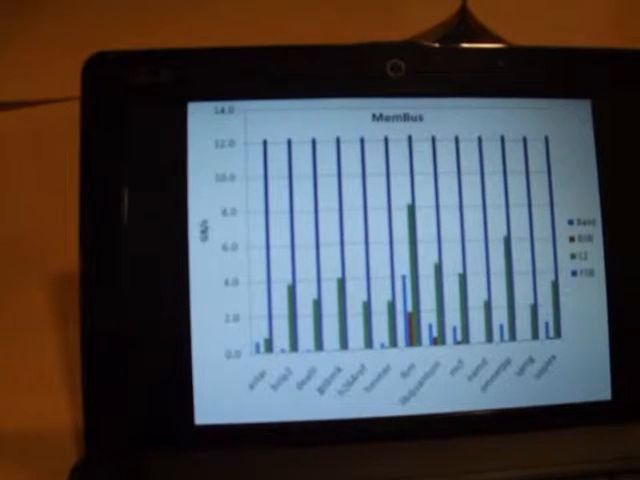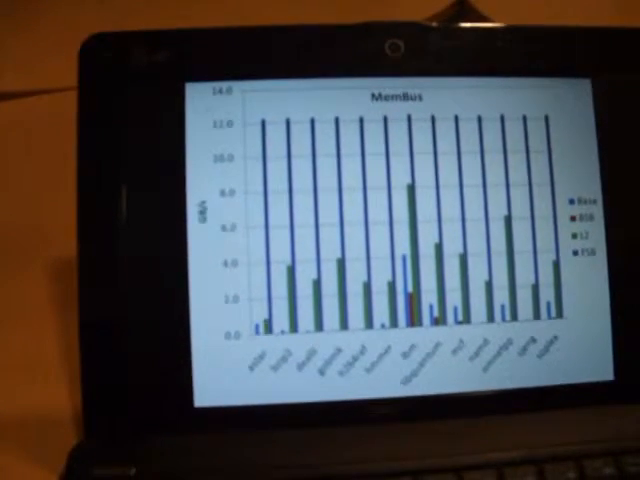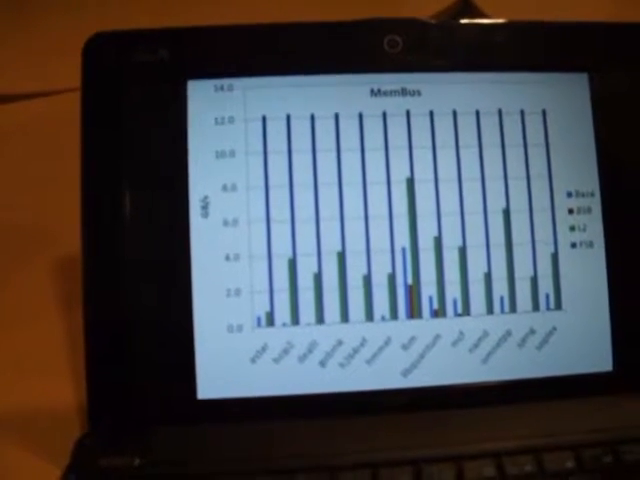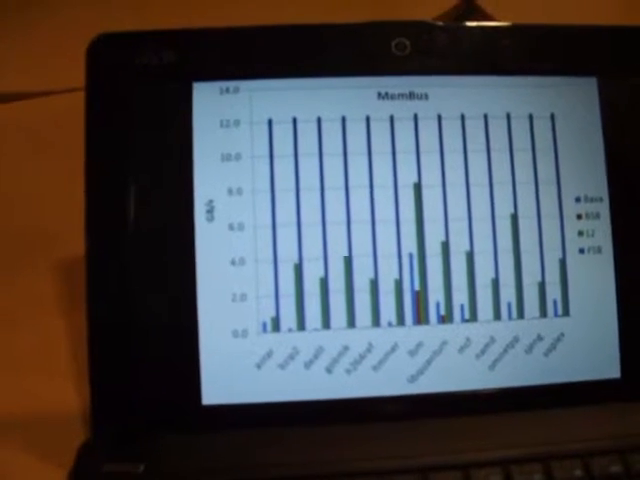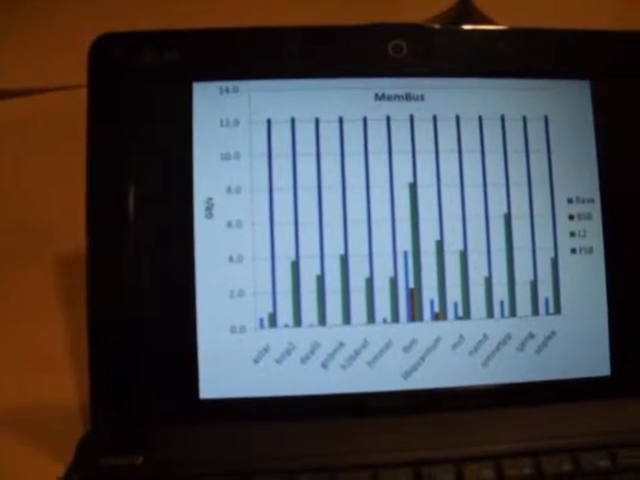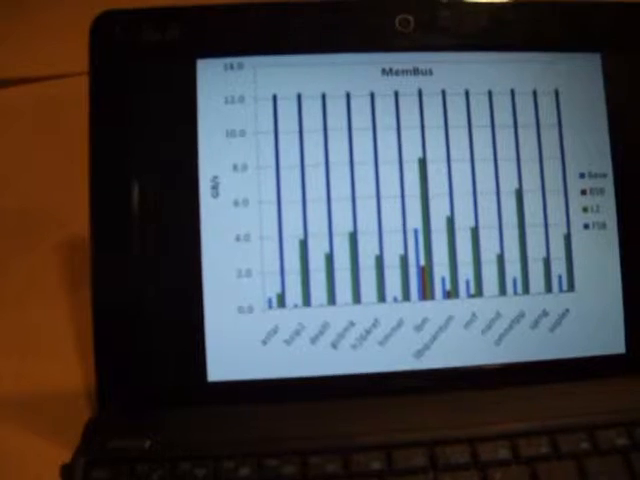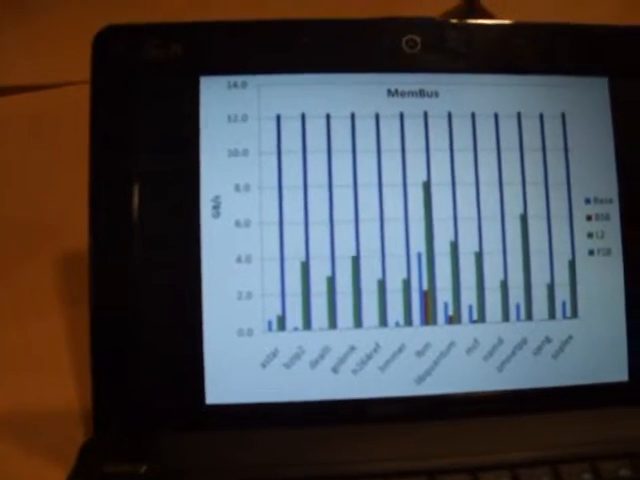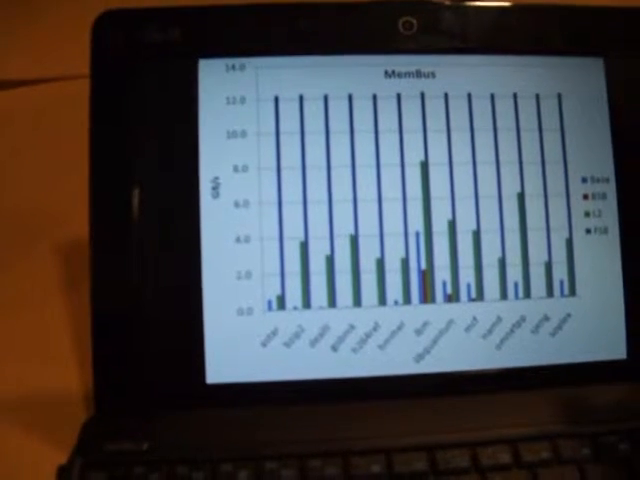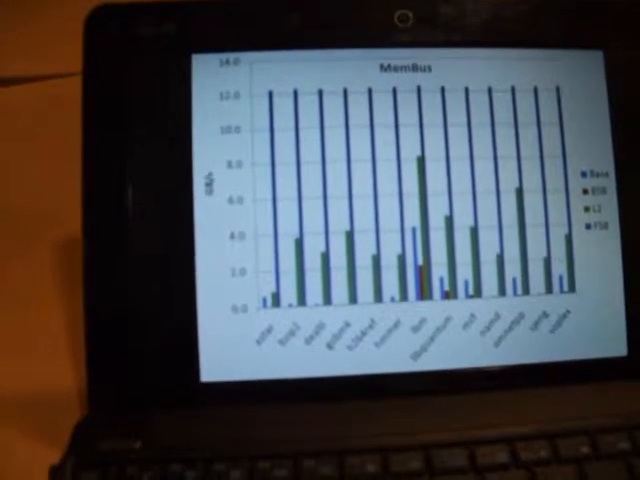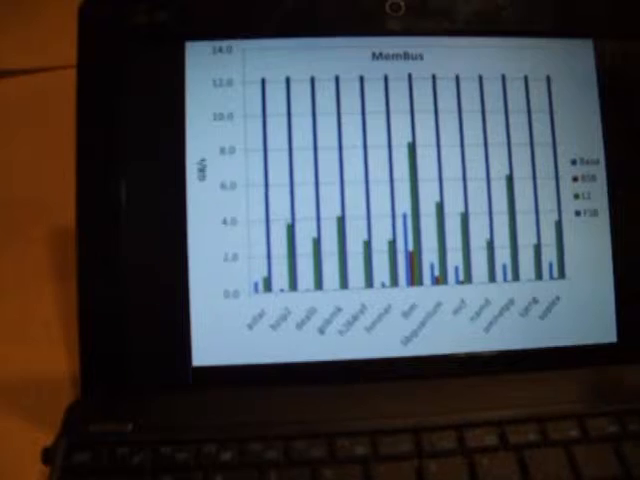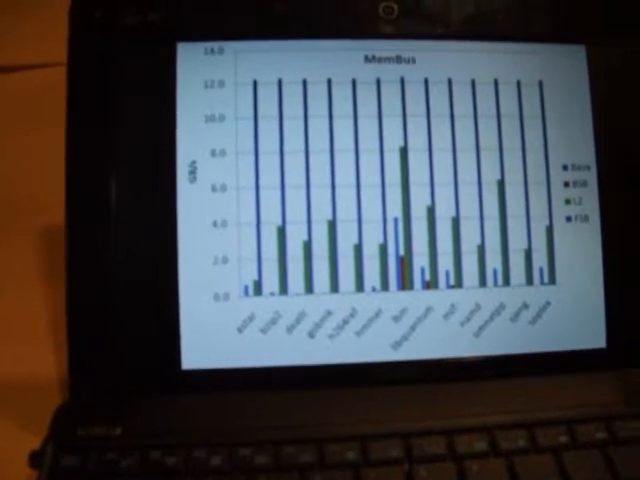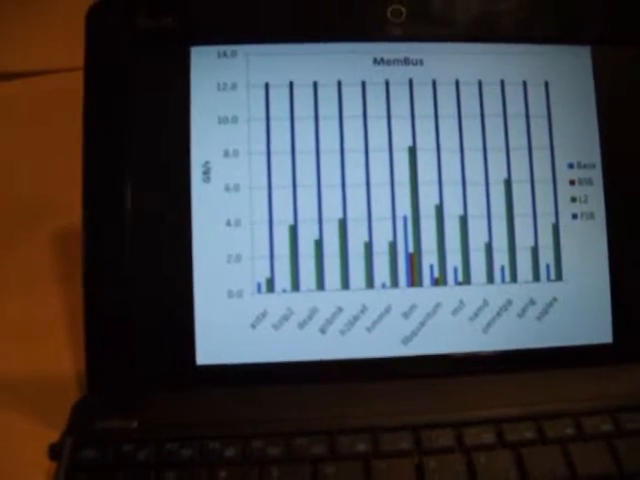This is memory bus. As you can see, the frontside bus attack consumes almost all of the memory bus, which is the frontside bus, and the maximum bandwidth of the frontside bus is 12.8 gigabytes per second, which it almost fully uses. So frontside bus attack consumes almost all the bandwidth, but L2 and backside bus attacks don't consume that much bandwidth.